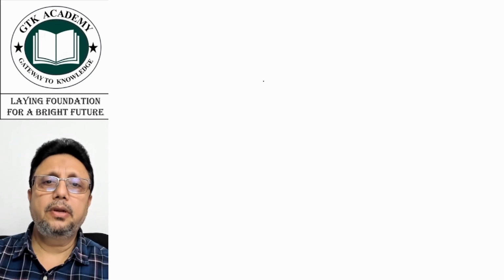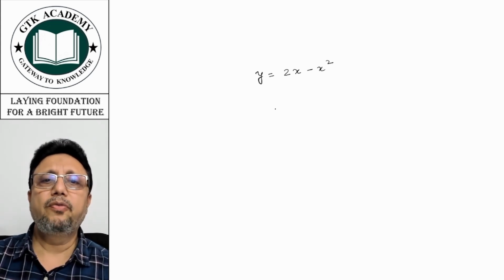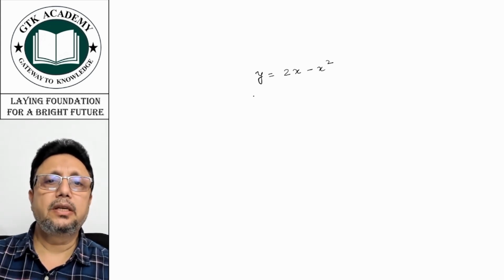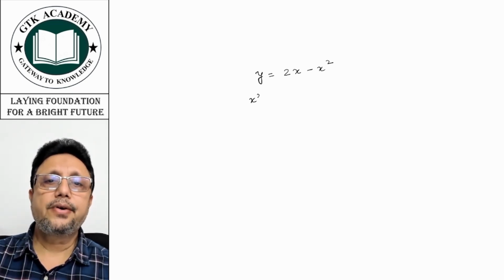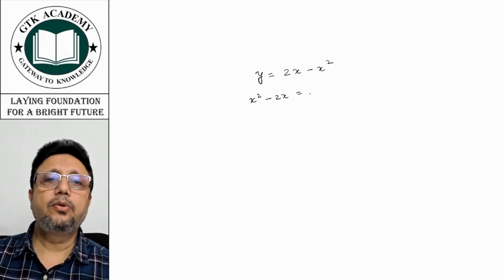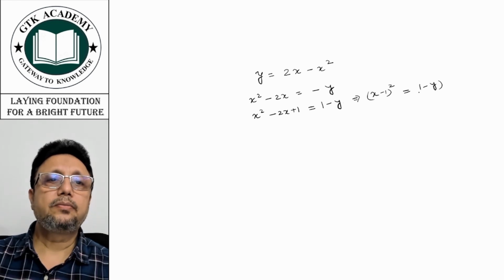Take a very simple example: y is equal to, say, 2x minus x square. A very simple example where it is easy for us to put it in any form. Just multiply by minus: x square minus 2x is equal to minus y. Just add 1 on both sides: x square minus 2x plus 1 is equal to 1 minus y. That means (x minus 1) whole square is equal to 1 minus y.